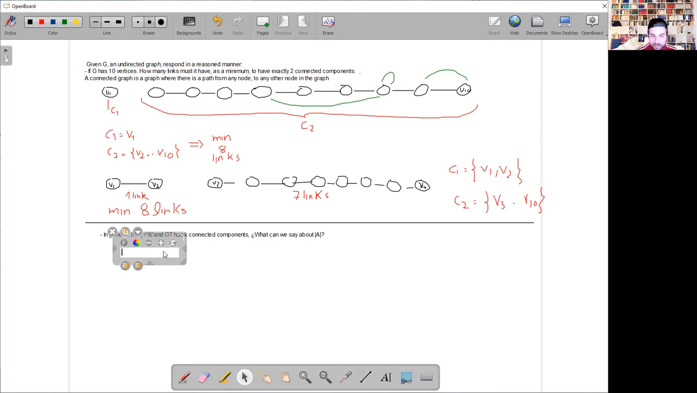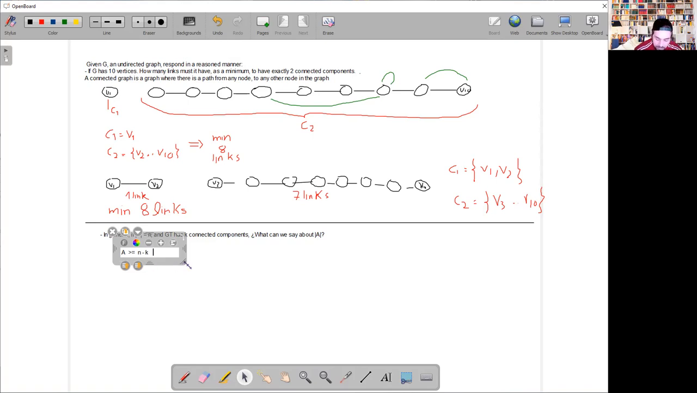There is a formula that says that the number of edges must be higher or equal than the number of vertices minus the number of connected components.